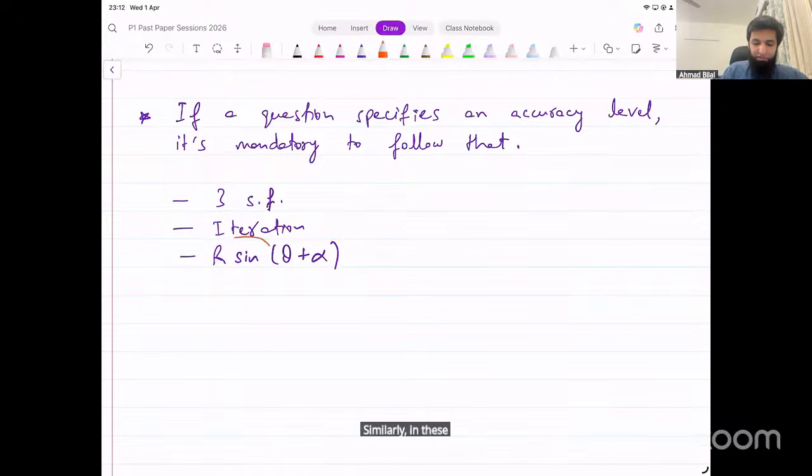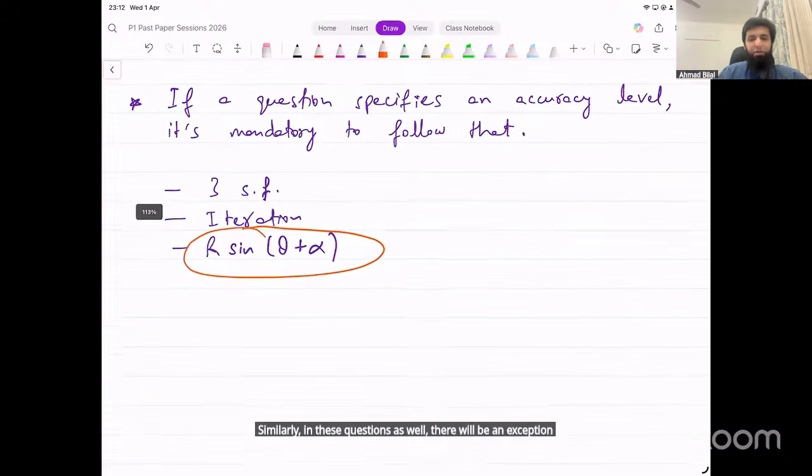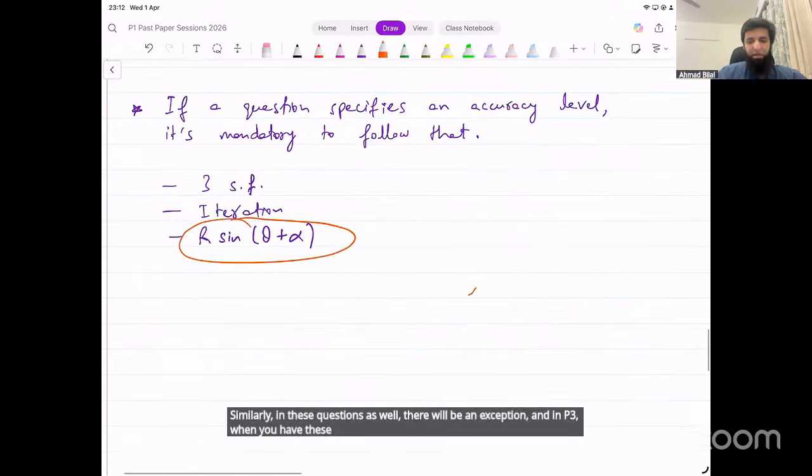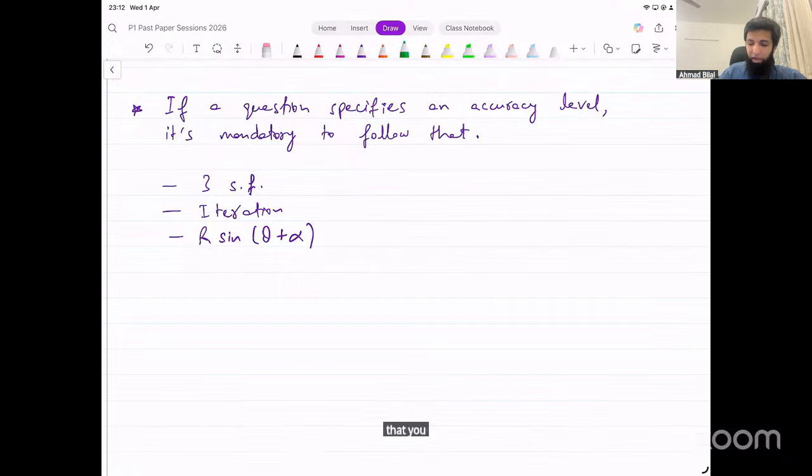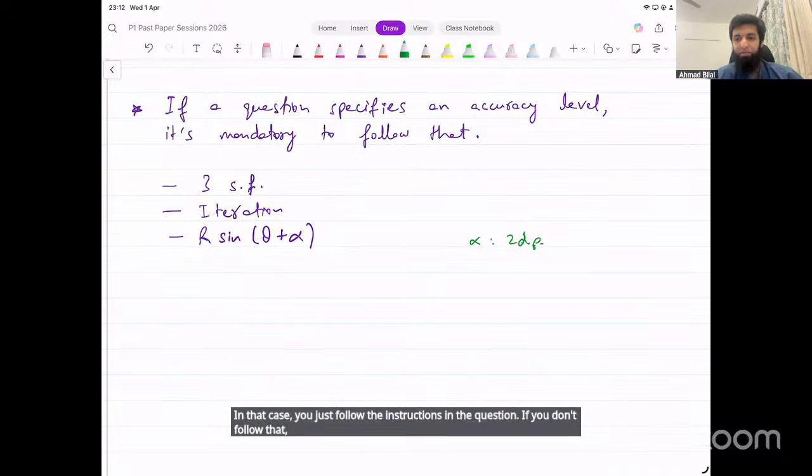Similarly, there will be an exception in these questions as well. In P3, when you have questions like R sine of theta plus alpha, they often tell you that you want alpha to be correct to 2 decimal places. In that case, you just follow the instructions in the question. If you don't follow that, you will lose marks.